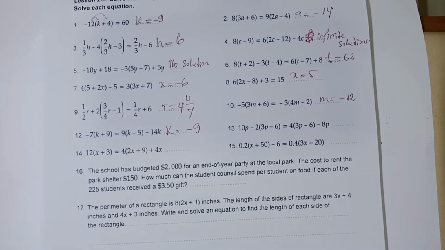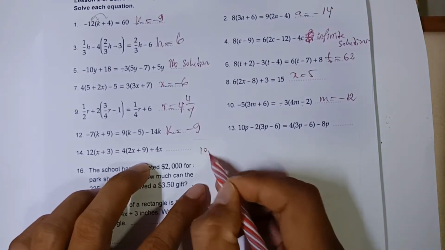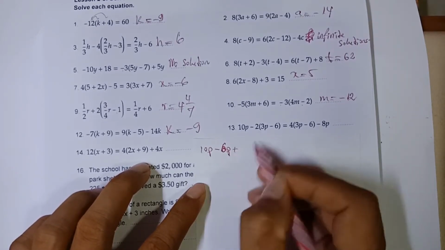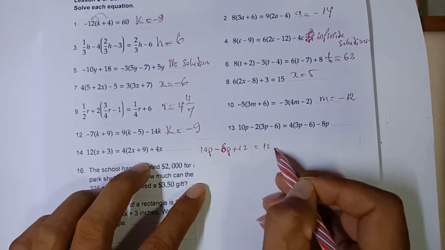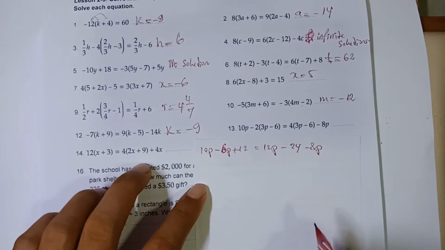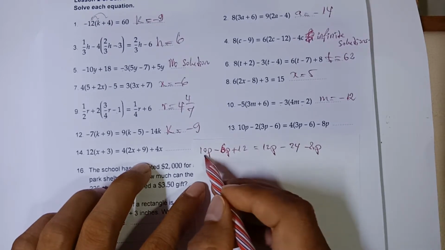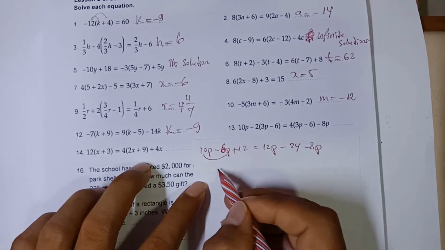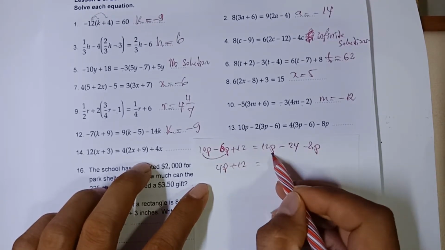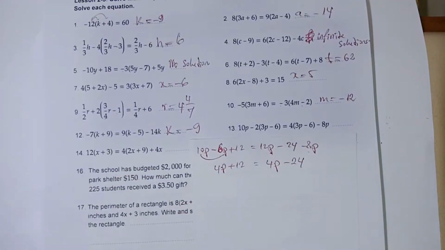Number 13, you have this 10p minus 6p, and then plus 12 equal to 12p minus 24 minus 8p. Well, combine these two together, this one has 4p plus 12 equal to, so you have here 12p minus 8p, you have 4p minus 24.